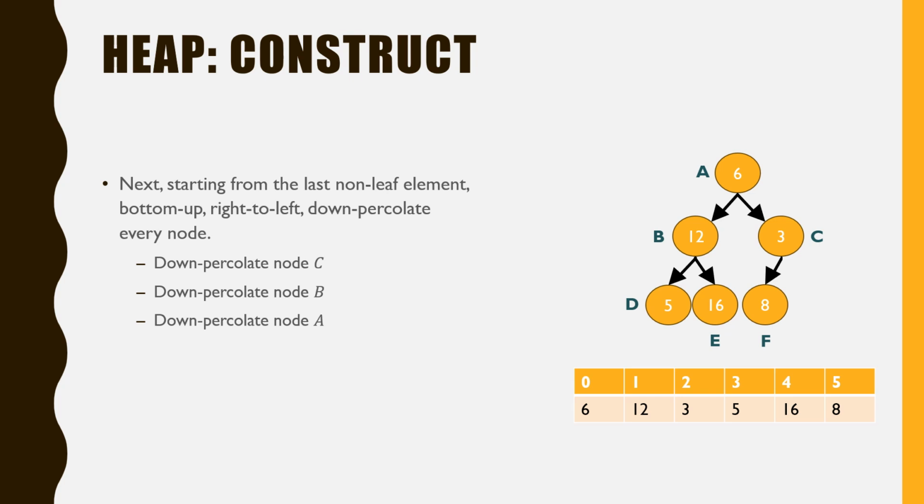Next, we will rearrange the data elements to restore the heap property using the following rule. Starting from the last non-leaf node, iteratively down-percolate each preceding node in the heap's internal array. In the example shown on the right, nodes D, E, and F are leaf nodes. Therefore, the last non-leaf node is C, which is stored in array index 2. The process begins by down-percolating node C. Next, we down-percolate node B, which is located at the array index preceding node C. Finally, we down-percolate node A, which is stored at the array index preceding node B.